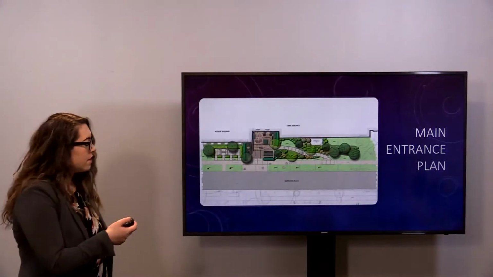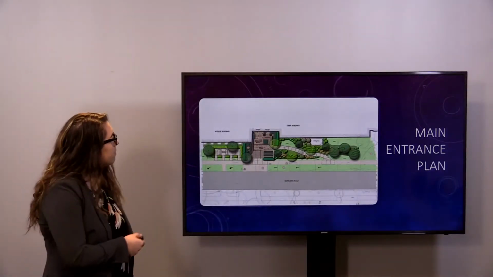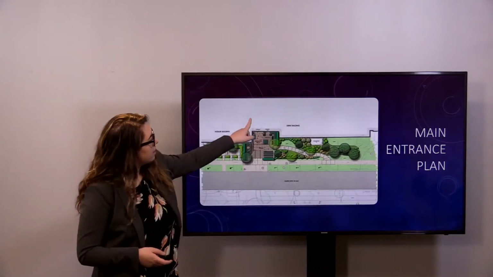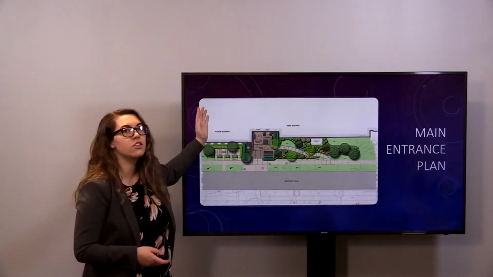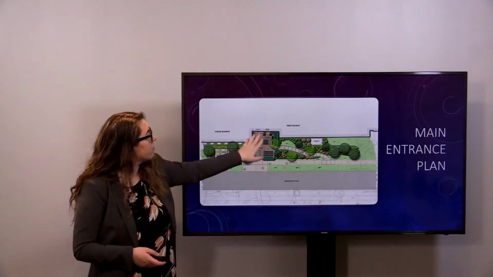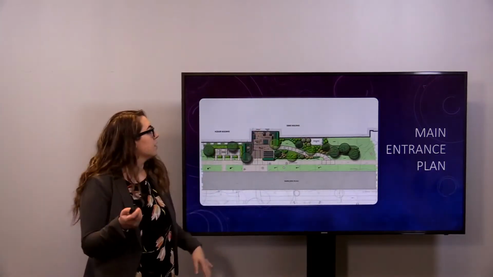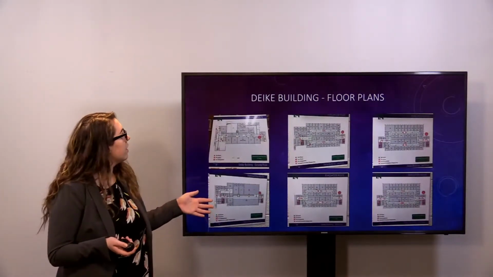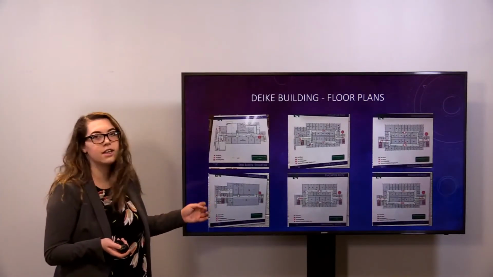So this is just the map of the main entrance into Deike, which is located in here. And then Hostler is attached to the other side of it too. So this is the main entrance in. I just wanted to put that up. And then these are the floor plans for the 6 floors that are in Deike.